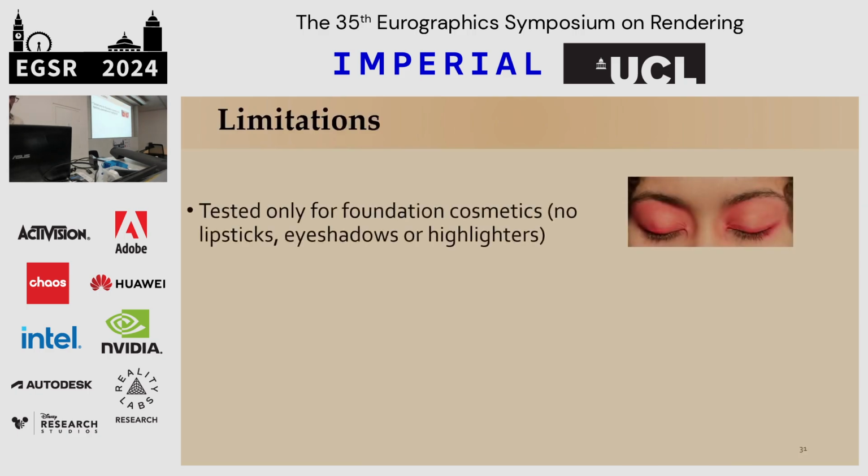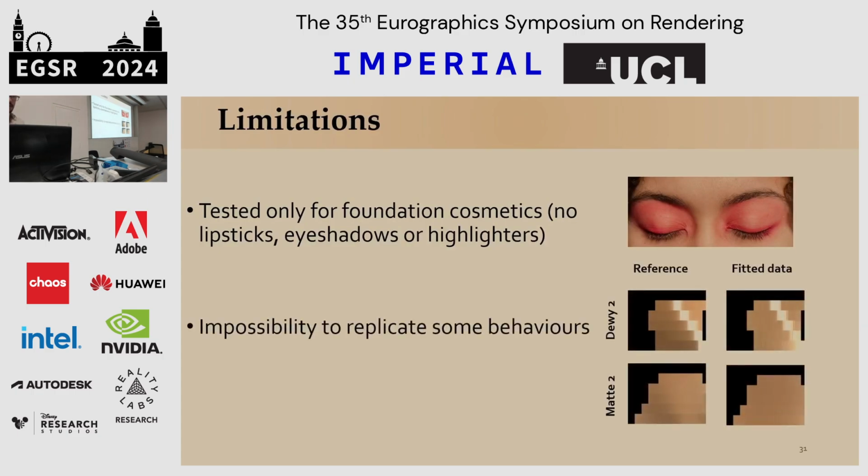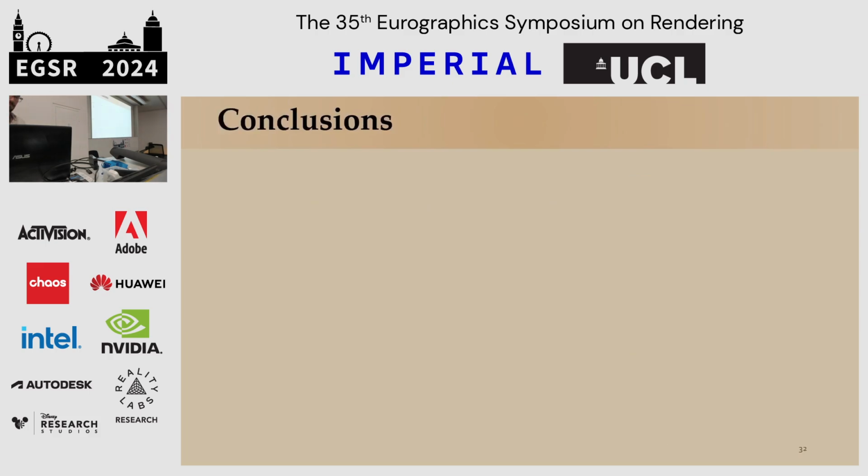So the limitations of our model are that we have tested only foundation cosmetics. We have never ventured to try using it for simulating lipsticks, eyeshadows, or highlighters. And we were also not able to replicate some behaviors. For example, this dark area here, we were not able to reproduce it with our model. And also this darker area here, we were not able to reproduce it. But overall, given the simplicity of our model and the fact that even with this simple setup we are able to reproduce the data pretty well, I think it's still a good approach.